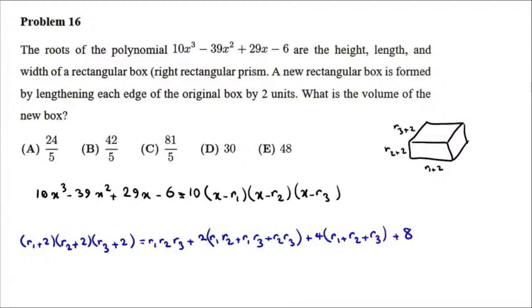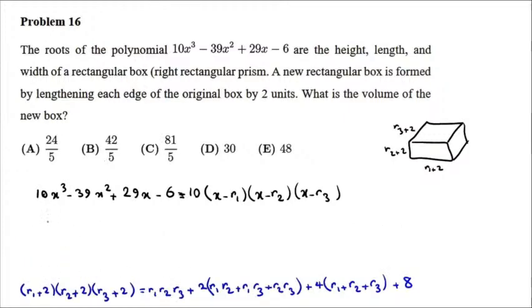So, we want to calculate this. Now, we have a formula that I've explained today, before the exam. You should consider, for example, the coefficient of x squared. On the left-hand side, it will be 39. On the right-hand side, it will be 10 times negative r1, negative r2, negative r3.